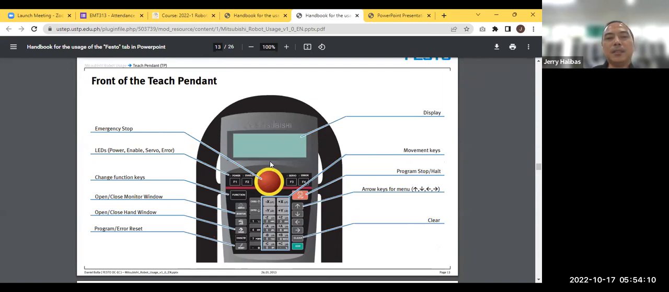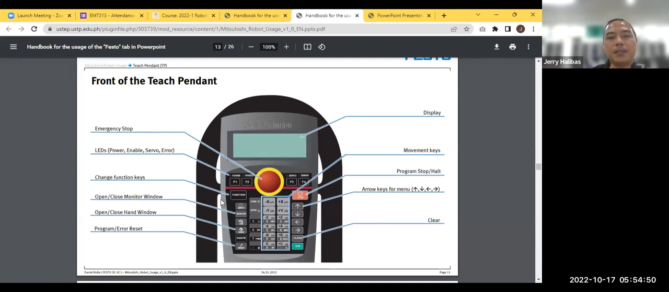So it has an emergency stop. Then it has LEDs as the power indicator, enable indicator, servo indicator, and the error light indicator respectively. It doesn't mean that if you want to enable the power, you press F1. It's just an indicator. Except for the error: when an error occurs and you want to see the details of the error, you press F4.